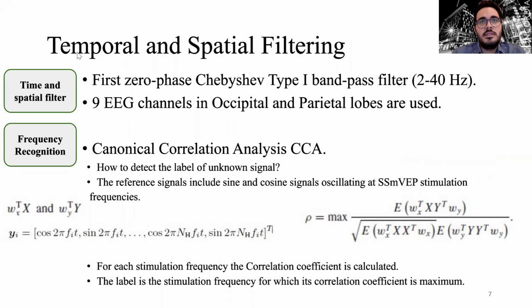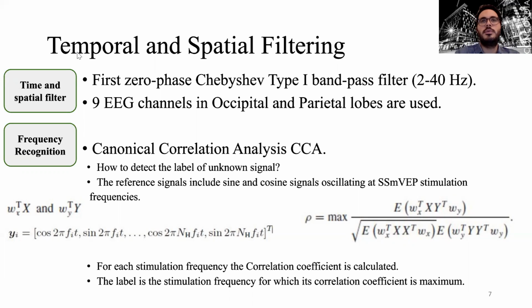To remove the unwanted signal components, first, a zero-phase Chebyshev type 1 filter, which is a bandpass filter between 2 to 40 Hertz, is applied to the raw EEG signals. The goal of the filtering is to smooth the data and remove high-frequency artifacts. This frequency interval is determined using the visual frequency band of the human.